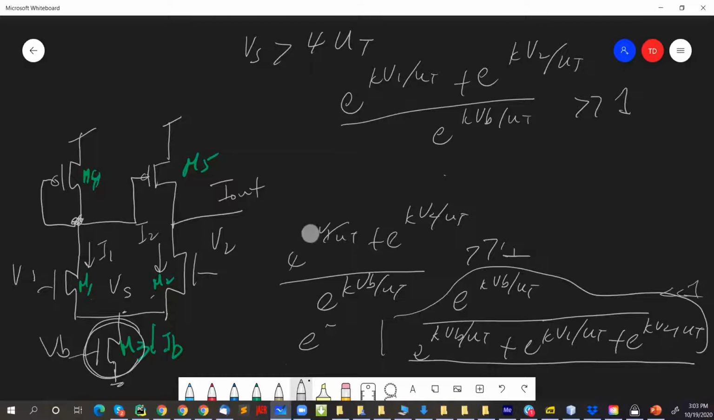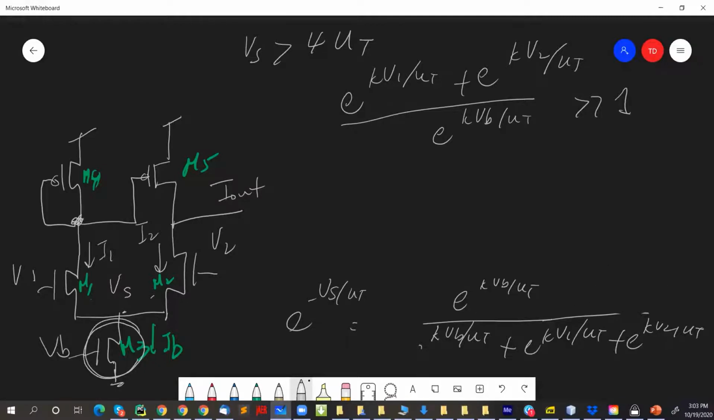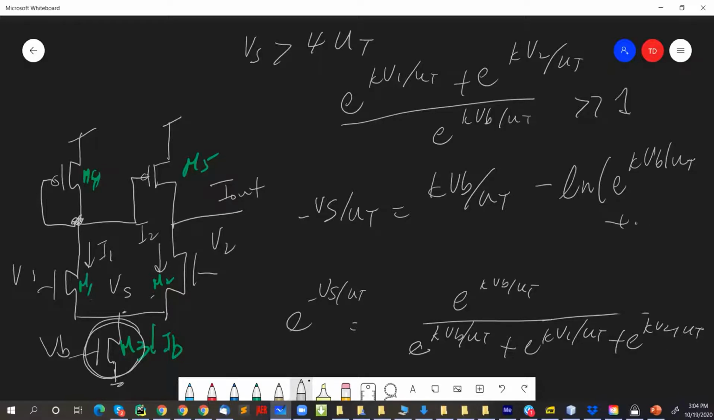Erase this. And we go back to our original equation. So you go back to this equation, right? And then first, with this equation, you take the log on both sides. If you take the log on both sides, then you have minus Vs over Ut equals kappa Vb over Ut minus, this is the ugly one, the log of e to the kappa Vb over Ut plus dot dot dot plus these other two terms.